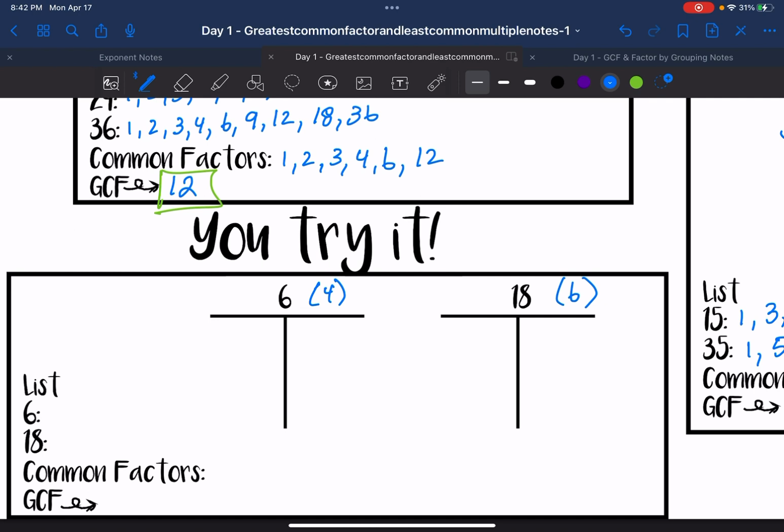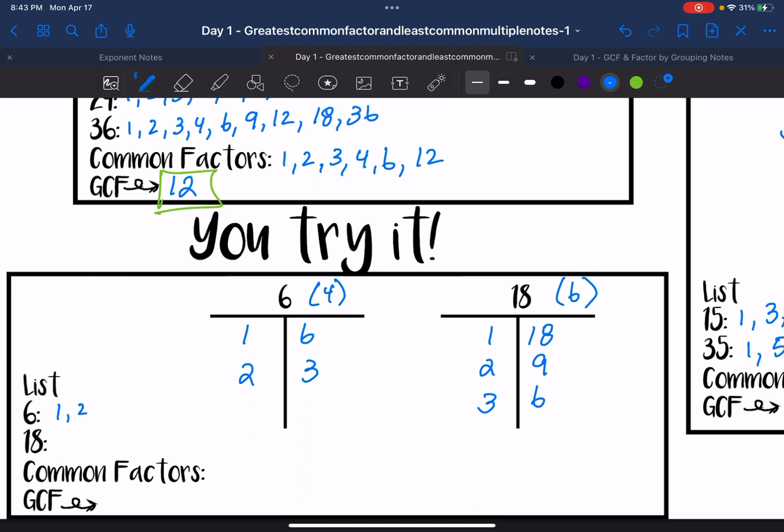Okay, hopefully you've had a chance to try this out and check your list. These are my factors. 1 times 6, 2 times 3, okay? And then for 18, I have 1 times 18. I have 2 times 9. And I have 3 times 6. All right, all done. So let's list those out.